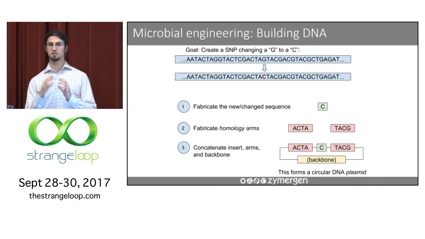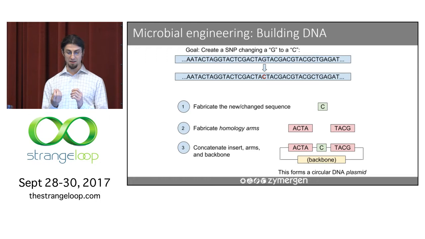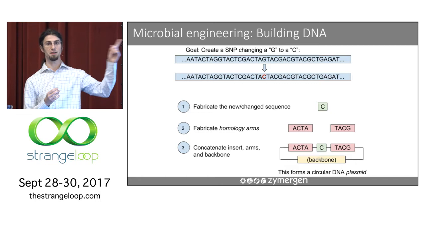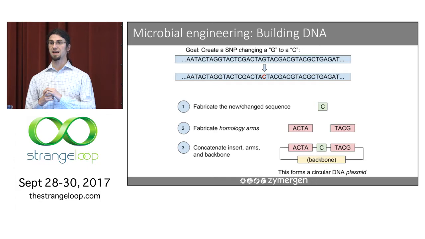The first step is building the DNA. So for this example, let's think about creating a SNP where we change the G above that arrow into a C below that arrow, which is highlighted in red. So we're going to create a bunch of DNA parts.